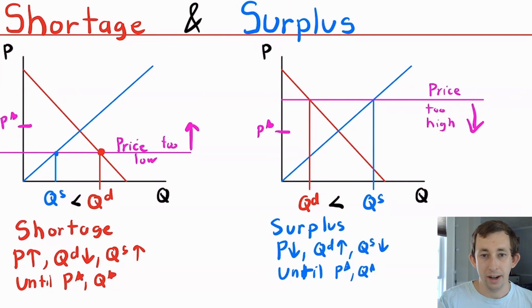In a perfectly competitive market, what's going to happen is that all the donut shops in town are going to realize that they're charging too low of a price. They're going to start raising their prices, and they're going to keep raising their prices until we get back to this point here where supply equals demand.